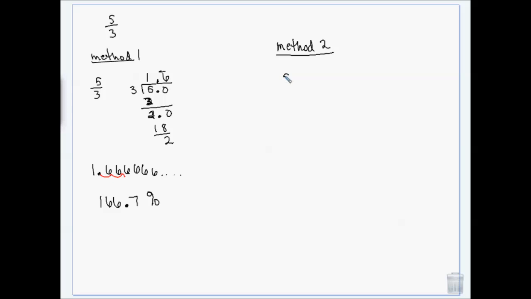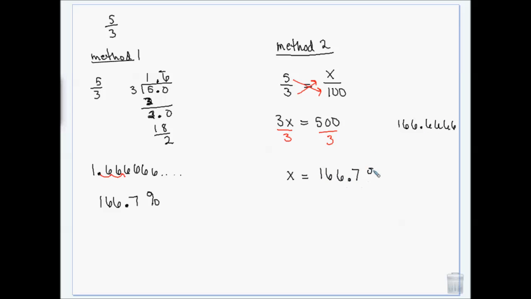Okay, method 2, I'm going to take that 5/3 and I'm going to set it equal to x over 100. Cross multiply, and I get 3x equals 500. Divide by 3. X is going to equal 166.66666 forever and ever and ever, so 166.7%.